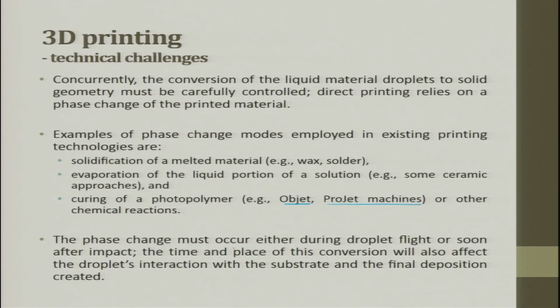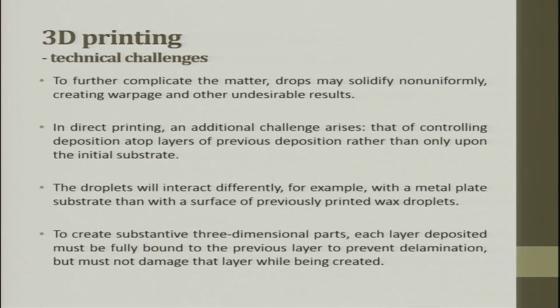The phase change must occur either during droplet formation or soon after impact. Phase change, either exiting out of the tube and falling on top of the bed, before that there has to be a phase change, or once it falls down it has to have a phase change. The time and place of this conversion will also affect the droplet interaction with the substrate and final deposition creation. So, this is a major challenge in front of 3D printing. To further complicate the matter, drops may solidify non-uniformly, creating warpage and other undesirable results.